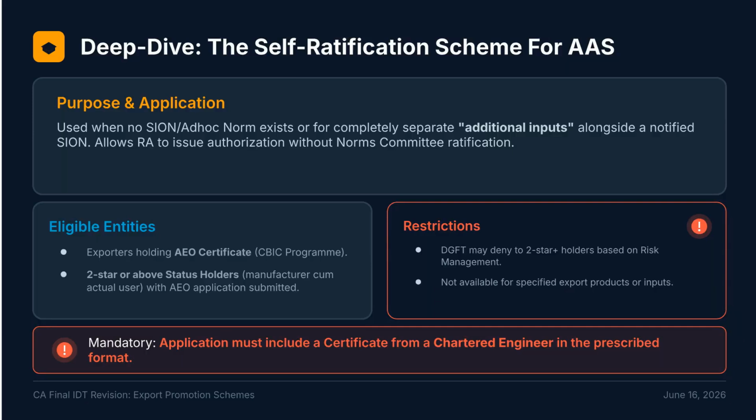It can be used when no SION or valid ad hoc norm exists, or when the exporter wants to use a completely new additional input not covered under the notified norm. In such cases, the regional authority can issue the authorization directly without waiting for the Norms Committee. However, a chartered engineer certificate is mandatory. Think of self-ratification as a fast-track lane, but one available only to trusted and eligible exporters.